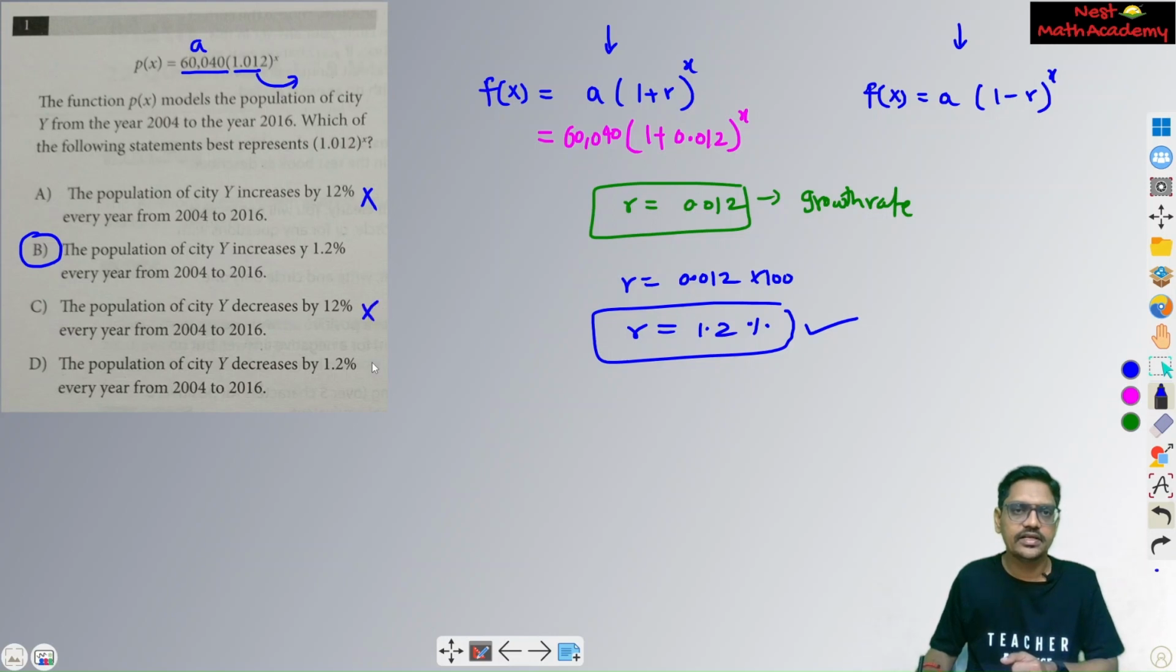These are decrease, decrease, so they are anyway wrong. It is not a decay situation, it's a growth. It's increasing. This factor is the growth factor here, 1 plus something. That something is called the growth rate. Usually it is given in decimal form, but we need to convert it into percentage form. So just multiply by 100, and you get your answer.